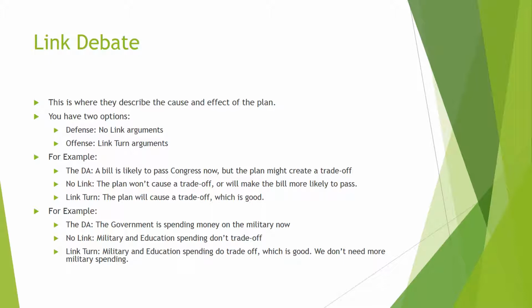Second example. The disadvantage is that the government is spending money on the military now. A no-link argument could be that military and education spending do not trade off. The link turn argument would be that military and education spending does trade off, which is a good thing. We don't need to spend more money on the military.